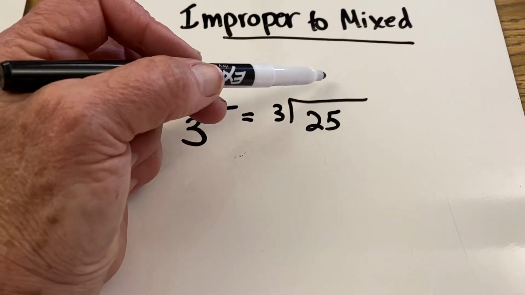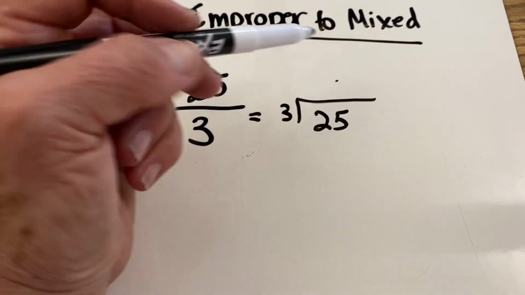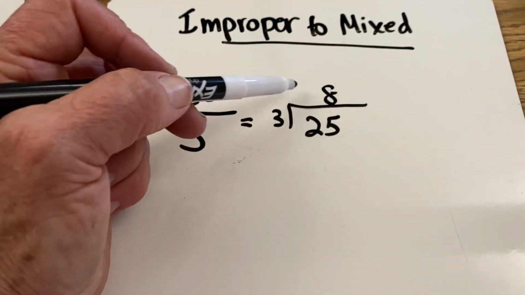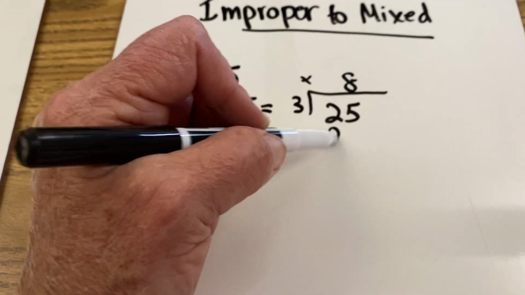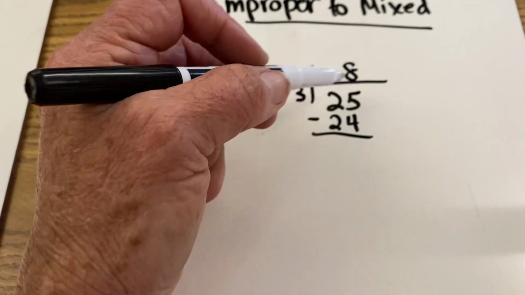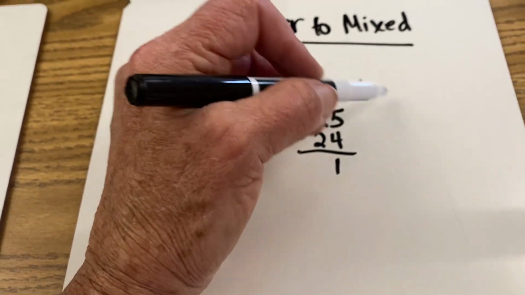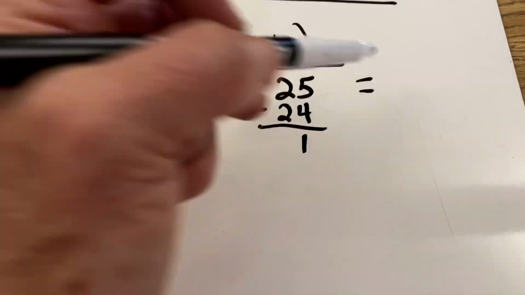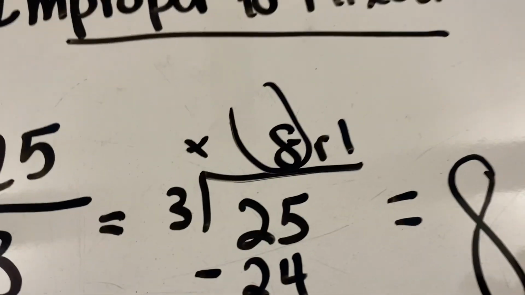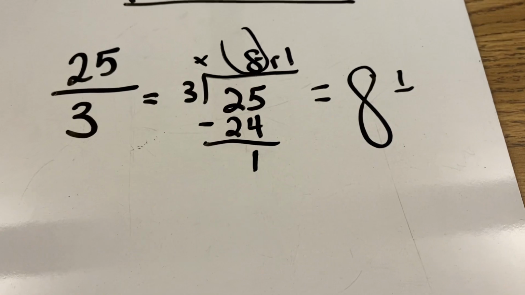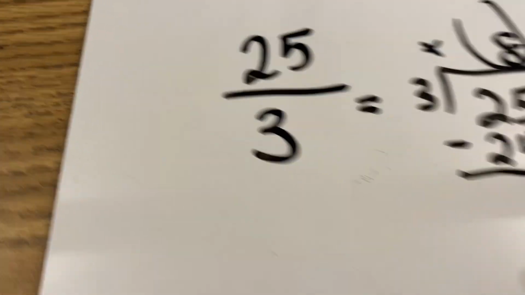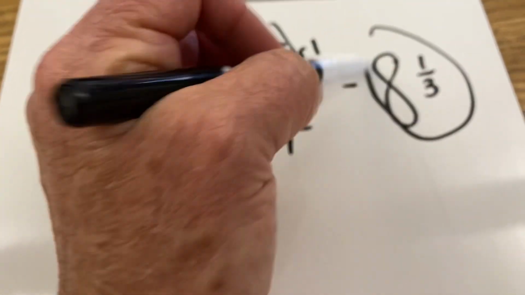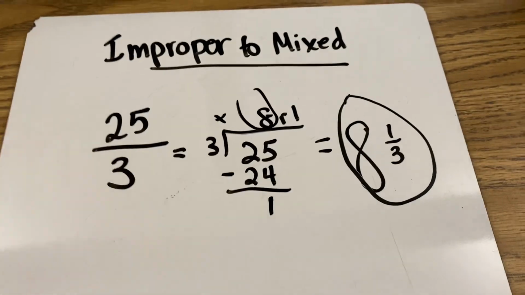I have to ask myself, what number times 3 will get me to 25? That would be 8. 8 times 3 is not 25, it's only 24. I have a remainder of 1, okay? So for that mixed number, 8, the quotient, becomes my whole number. The remainder becomes my numerator. And then the denominator does not change, okay? So that's my mixed number.